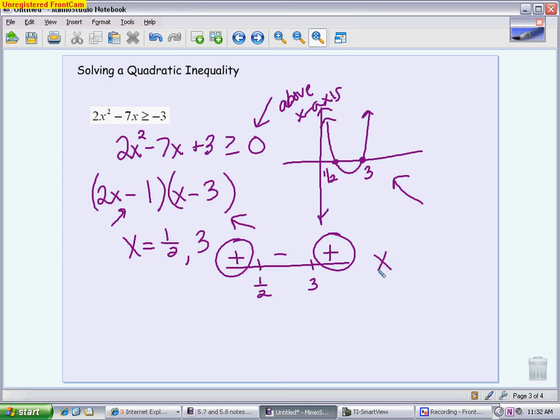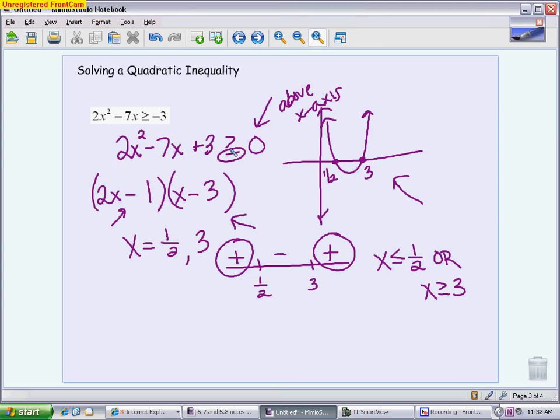We would say that it is when x is less than or equal to 1/2, or when it is greater than or equal to 3. The reason I put the "or equal to" is because the original problem had the equal to. That's telling me I want to include when it equals 0, not just when it's bigger than 0, but also when it equals 0, which happens at 1/2 and at 3. So this is one way to write your answer.